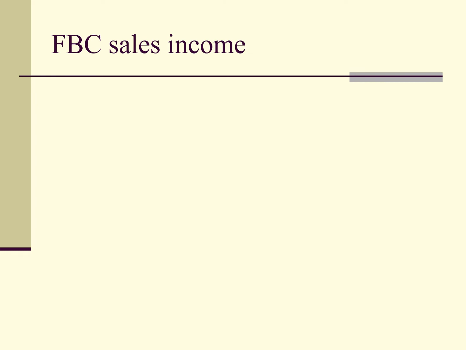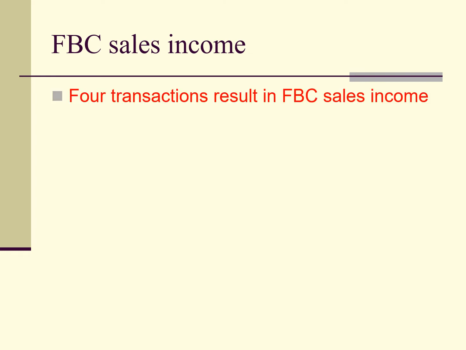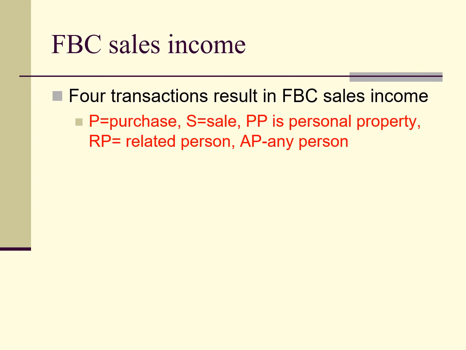Let's talk about foreign-based company sales income. Foreign-based company sales income, or FBC sales income, is income resulting from one of the following 4 transactions engaged in by a CFC. In this slide, we're going to use the following abbreviations to show these transactions. P is purchase, S is sale, PP is personal property, RP is related person, and AP is any person.